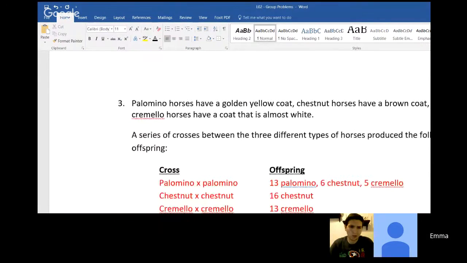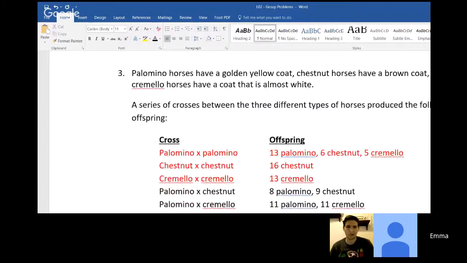Okay, for problem 3, we're given a lot of crosses, and we're trying to determine the allele inheritance type. So the first step that we want to look at is the top 3. This is if you breed each kind with its same kind. We find it interesting that Palomino doesn't just end up in Palomino offspring. There's also chestnut and cremello. So there must be a combination of alleles that creates a Palomino.